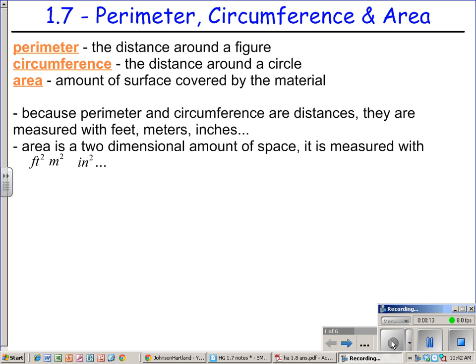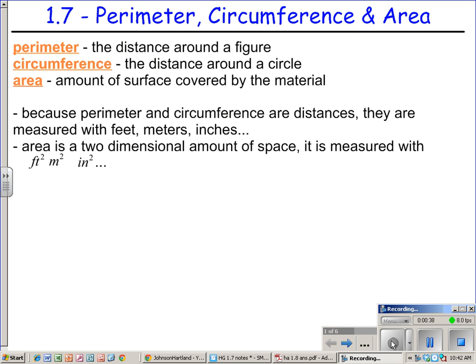These are just the notes for section 1.7. Talking about perimeter, circumference, and area, really just the basics of it for a couple of generic shapes. I think most of you are going to be pretty familiar with a lot of these terminologies and a lot of the equations also. So take a second, copy these down if you need to. Like I said, this should be pretty familiar.